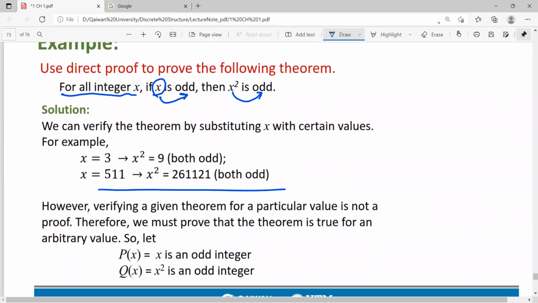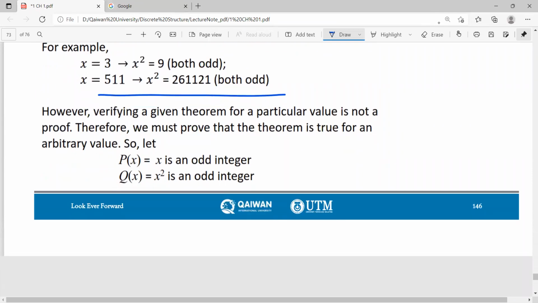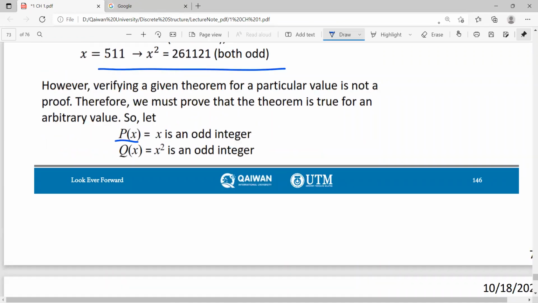Here we have some examples. We have p of x and q of x. p of x is the given one, which is x is an odd integer. And q of x is the part required to prove: x squared is an odd integer. That means if p of x, then q of x. We must prove this. This is given. We must prove that. Okay?